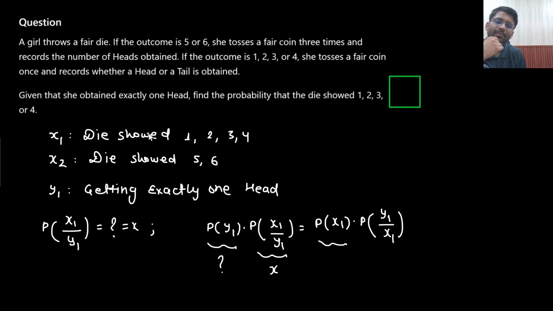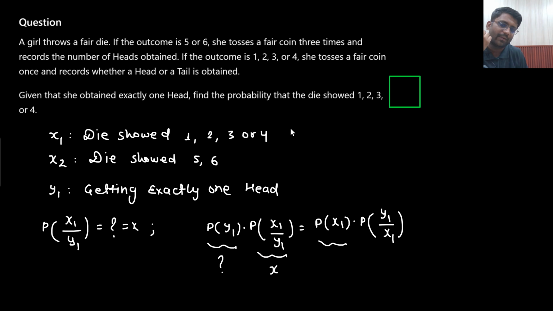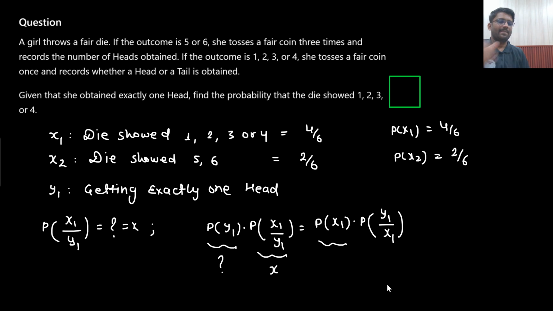Probability of x1, probability such that die is showing 1, 2, 3 or 4. The probability will be, sir, 4 by 6, right? And the probability such that die is showing 5 or 6, that will be 2 by 6. So probability of x1 is 4 by 6, probability of x2 is 2 by 6. Understandable? So these values 4 by 6, 2 by 6, x1, x2 we know.